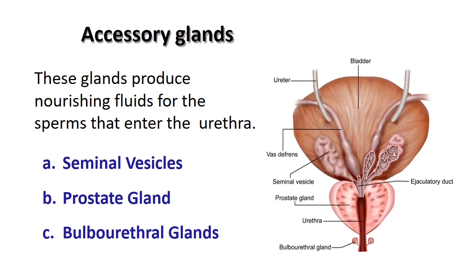First, that is the seminal vesicles. Then there is the prostate gland beside the urethra. Then the bulbourethral gland, also situated beside the urethra.